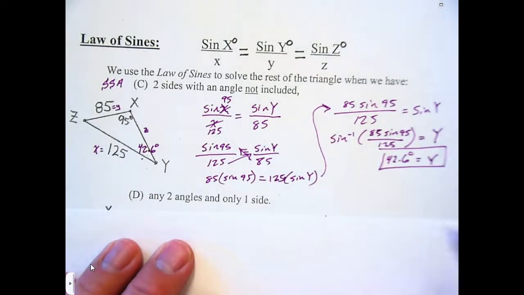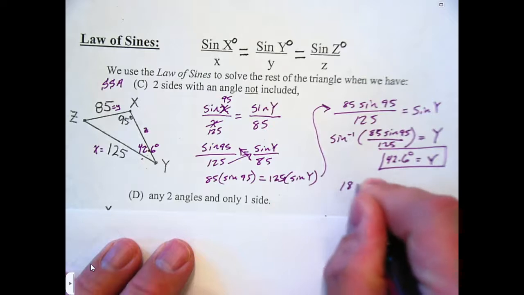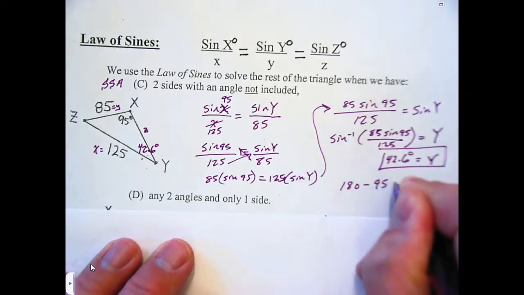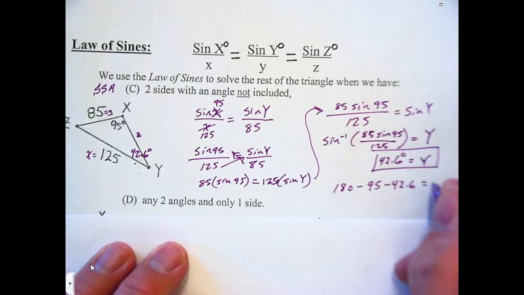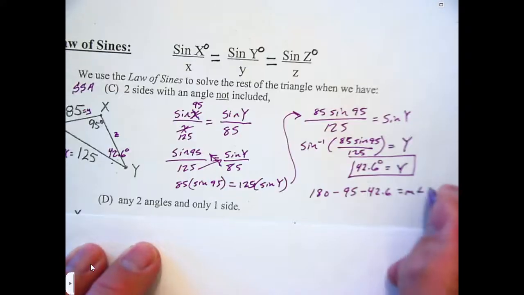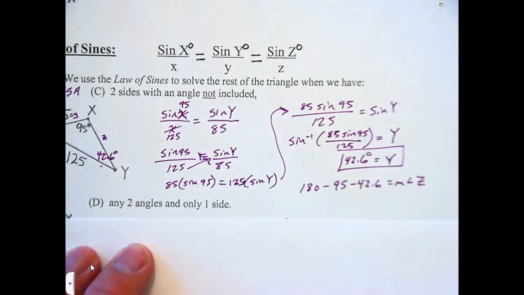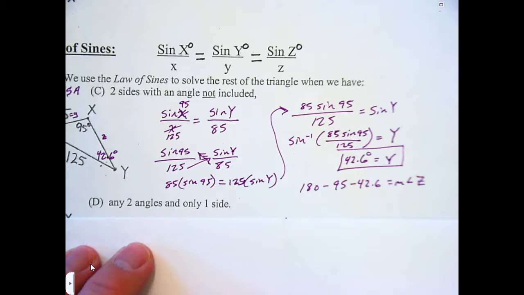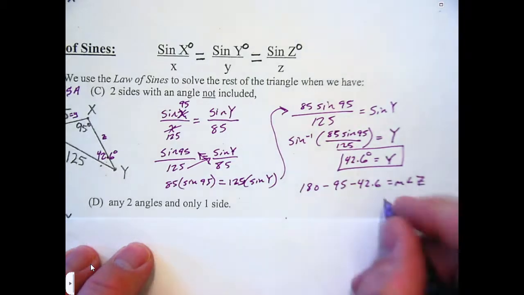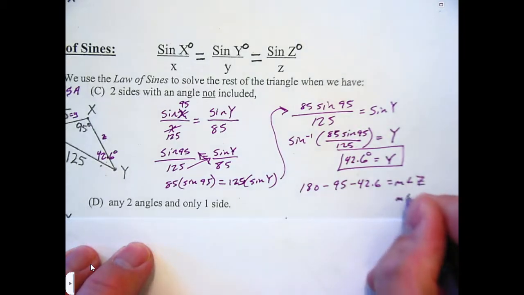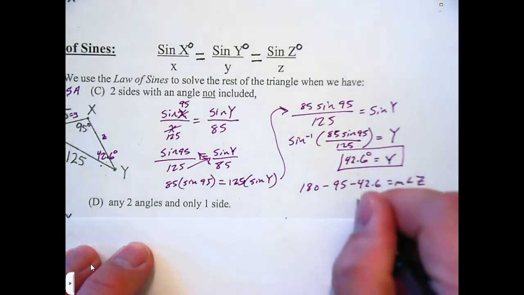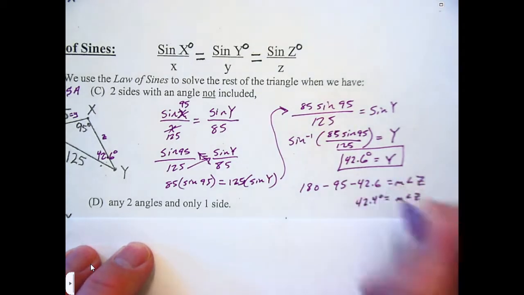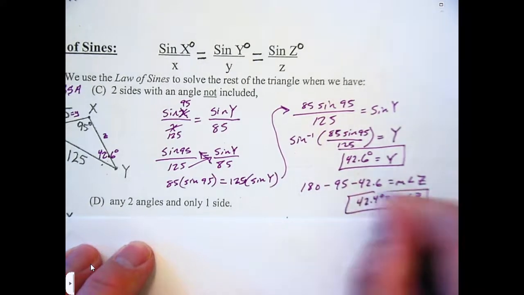Good, yeah. Triangle angle sum theorem, right? So we say 180 minus the 95 we already know, minus the 42.6 we already know. That's going to equal the measure of angle Z. Okay. So in this case, that equals 42.4. Thank you. All right. 42.4.